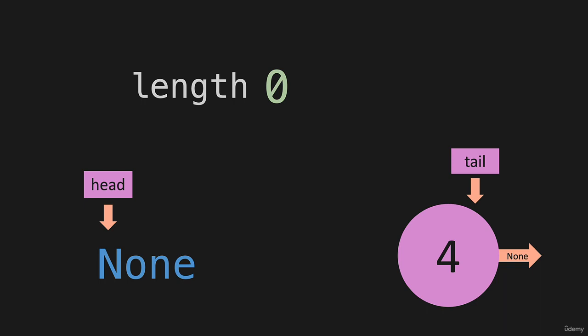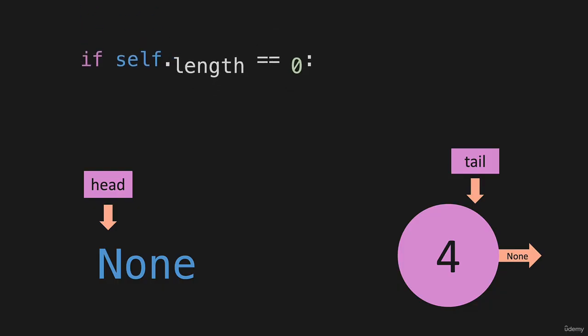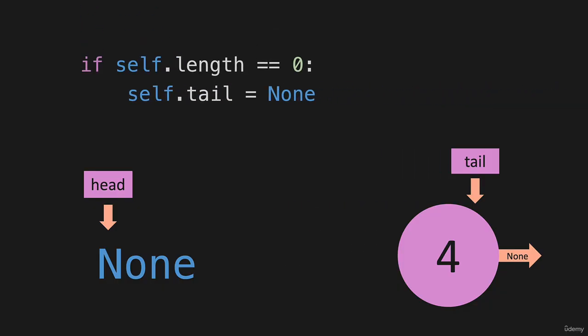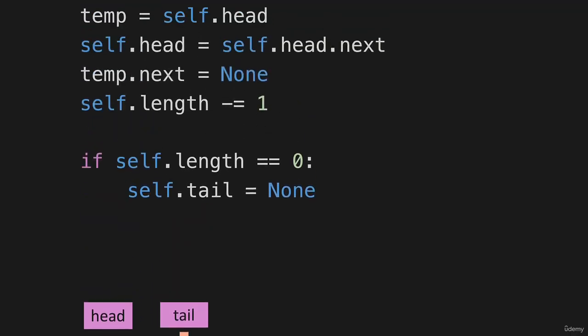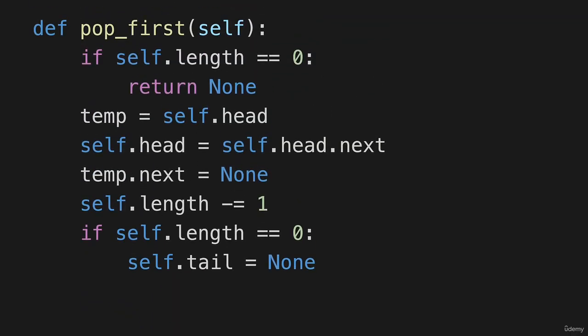But tail is still pointing at that one node. So we need to have tail also point to none. So we'll say if the length is 0, we'll have tail be set equal to none, and that solves that problem. Let's look at this end with the rest of our code.